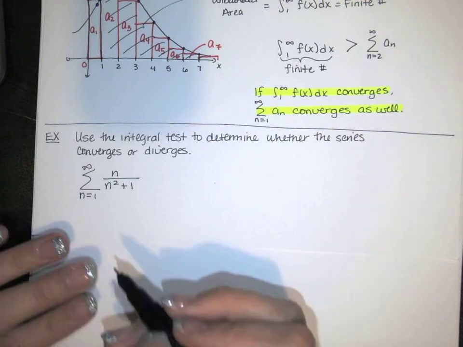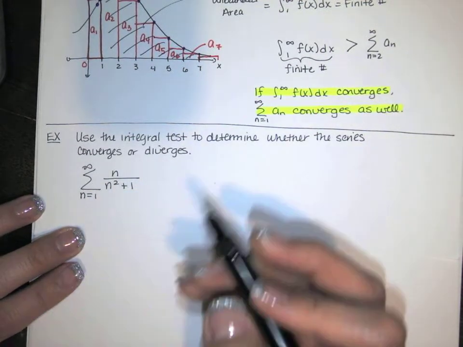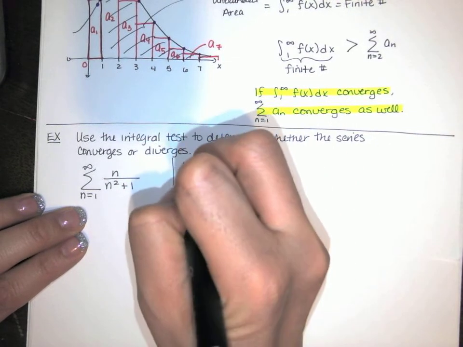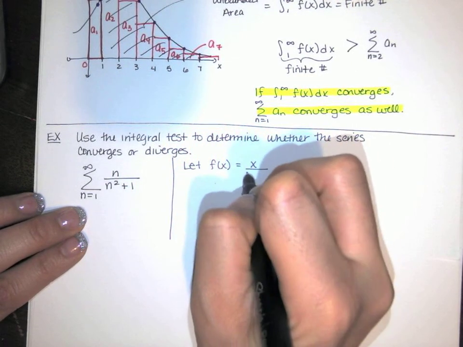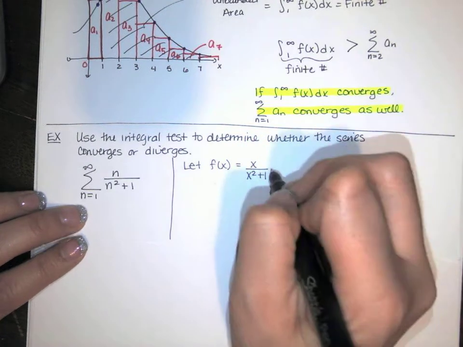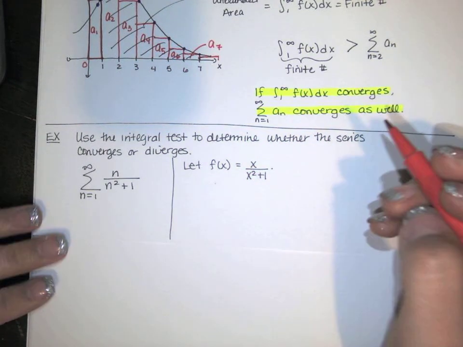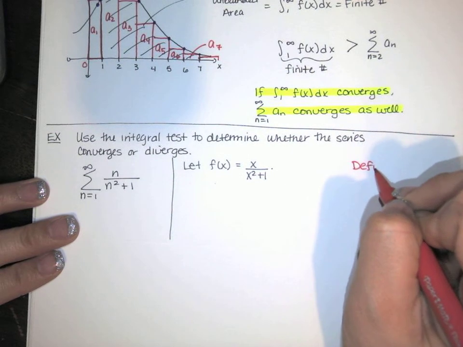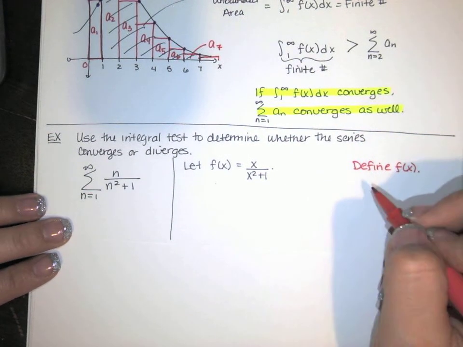So we're going to use our new test, the integral test. In order to use the integral test, I need to replace the n's with x's and call that f of x. So let f of x be x over x squared plus 1. So first we had to define f of x. Now we need to check the three conditions.